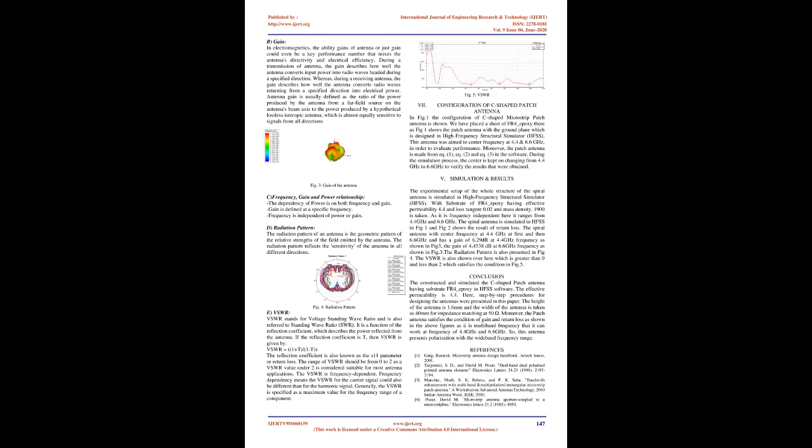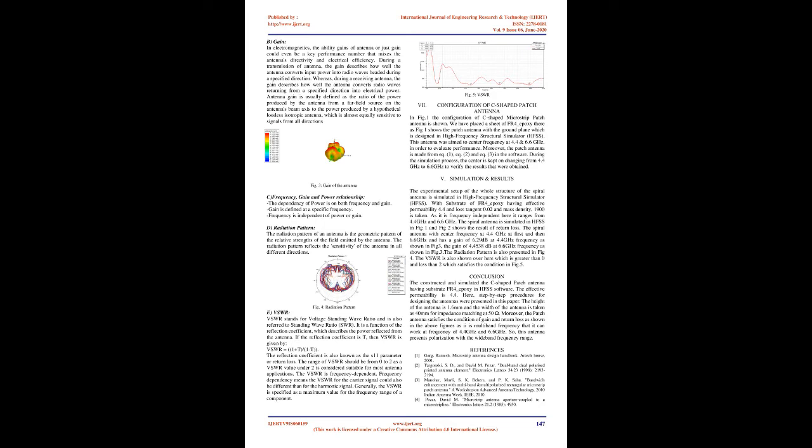B. Gain. In electromagnetics, the power gain of an antenna, or just gain, is a key performance number that combines the antenna's directivity and electrical efficiency. During transmission, the gain describes how well the antenna converts input power into radio waves headed in a specified direction. Whereas, in a receiving antenna, the gain describes how well the antenna converts radio waves arriving from a specified direction into electrical power.